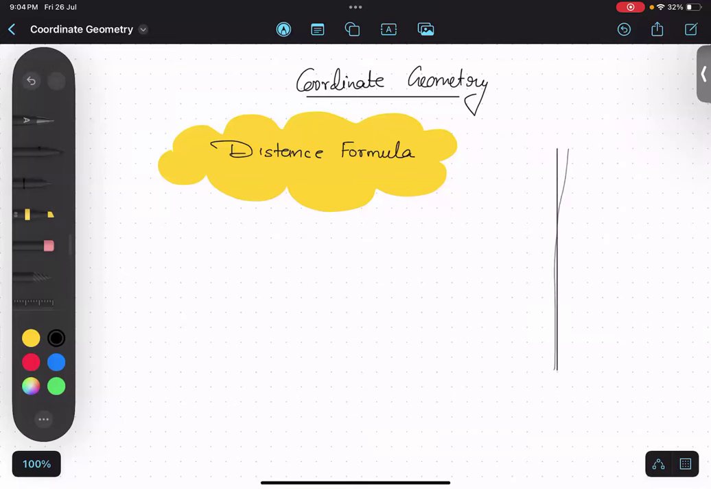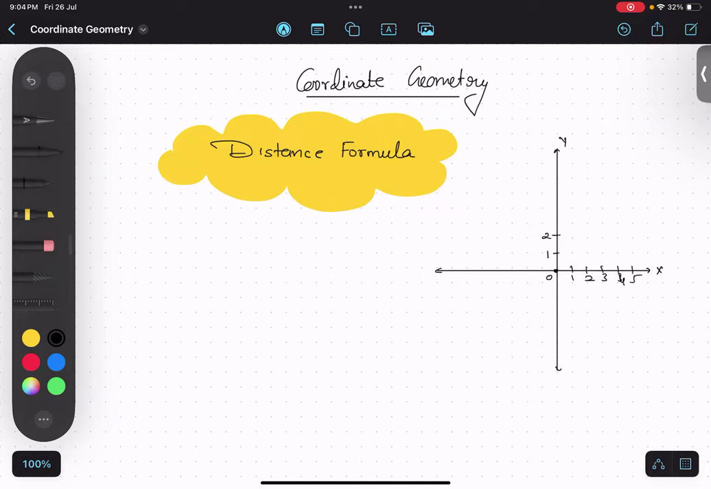So these are the x-axis and y-axis. We know that this is the y-axis, and this point is known as the origin, which is 0 comma 0. And if I take the gap, 1, 2, 3, 4, 5, something like this.